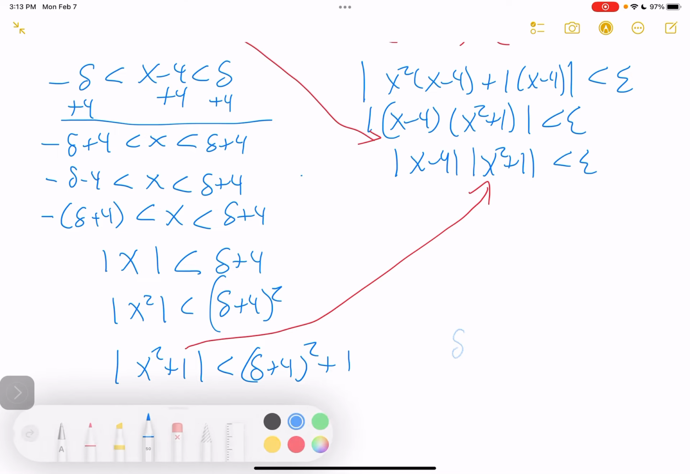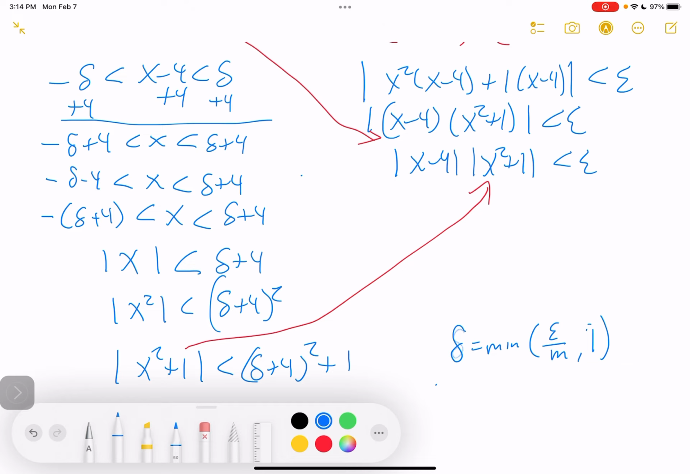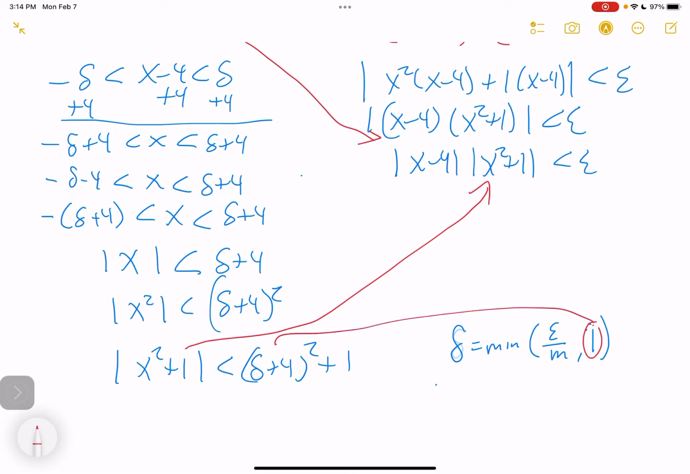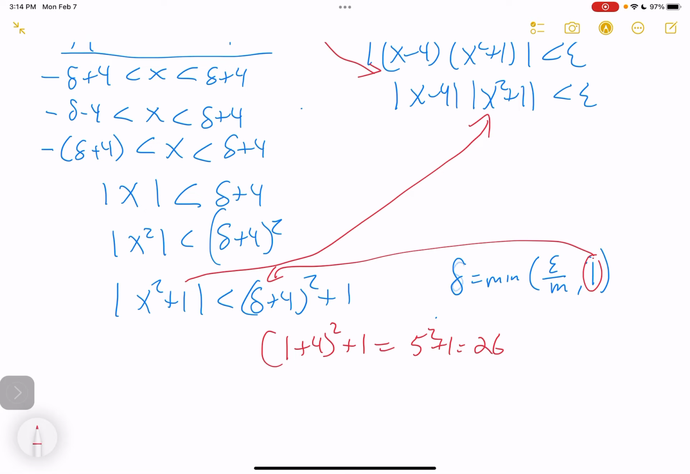that delta is going to be the minimum of epsilon over some number m, comma 1. Well, they gave us that 1. We can take this 1 now and plug this back in to this delta and come up with 1 plus 4 squared plus 1. That's 5 squared plus 1. That's 26. And so, meaning that our epsilon over 26 would be the other option.